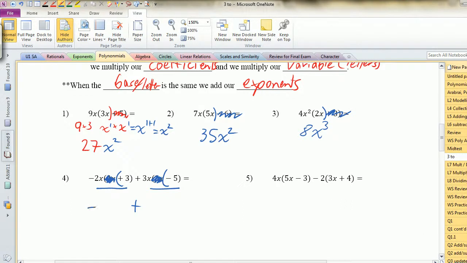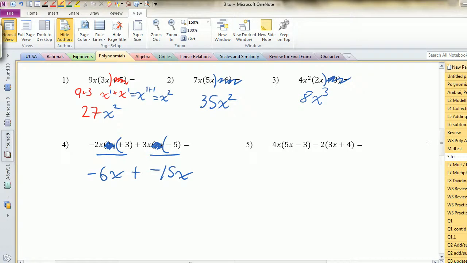So up front, you're going to get negative 6x. And at the back, you're going to get negative 15x. Then we can add them together at the end. So what's negative 6 plus negative 15? Negative 21x. So you'll notice when we're adding, we're not making x squared. We're just telling us how many x's there are. They don't change. Any questions about multiplying?